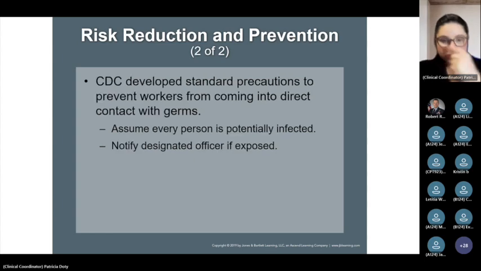So the CDC developed standard precautions to prevent workers from coming into direct contact with germs. And remember when I said I assume every person is potentially infected and I don't want it? Okay, this is where this comes from. And you notify a designated officer if you are exposed. Now, let me go ahead and back up and make sure we understand standard precautions are gloves. Okay, that's part of my standard precautions. Before I get out of my truck, I'm putting on my gloves.